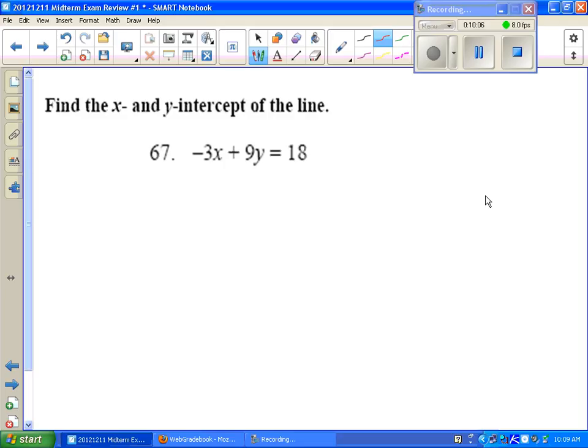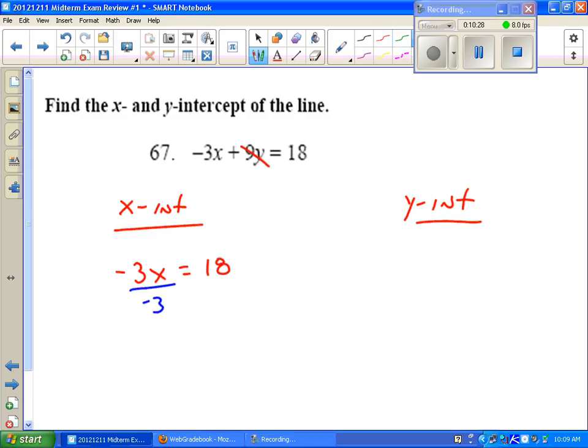Number 67, again, finding the x-intercept and your y-intercept, plugging in 0 in place of the opposite one. Negative 3x plus 9 times 0 will cancel itself out, equals 18. Simplify it: negative 3 times x divided by negative 3. If you do it on the left, do it on the right. Negative 3 divided by negative 3 is x. Positive 18 divided by negative 3, opposite signs are always going to be negative, and 18 divided by 3 is 6. So your x-intercept is negative 6.